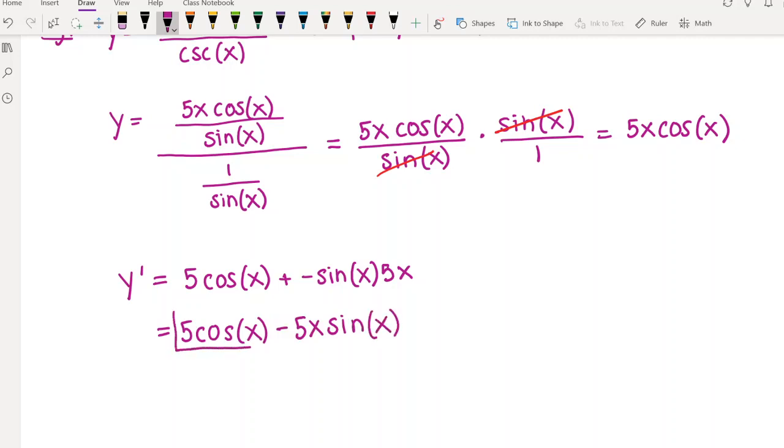And typically, I think most people follow this convention of if you have something like sine of x times x, that you put the x before the sine, but it's fine if you want to put it after. If you had left it like this, there's nothing wrong with that. It's just more traditional, I think, to write it the way that I did here.